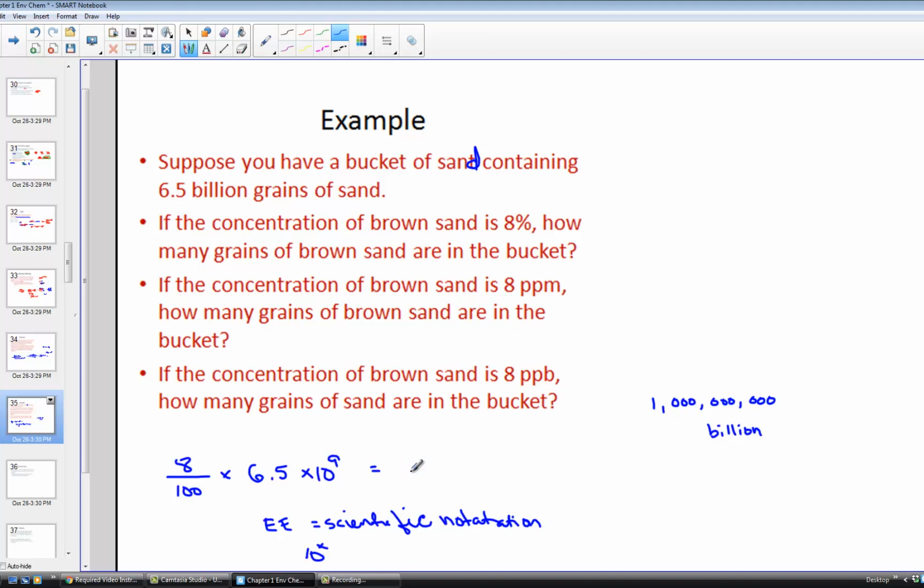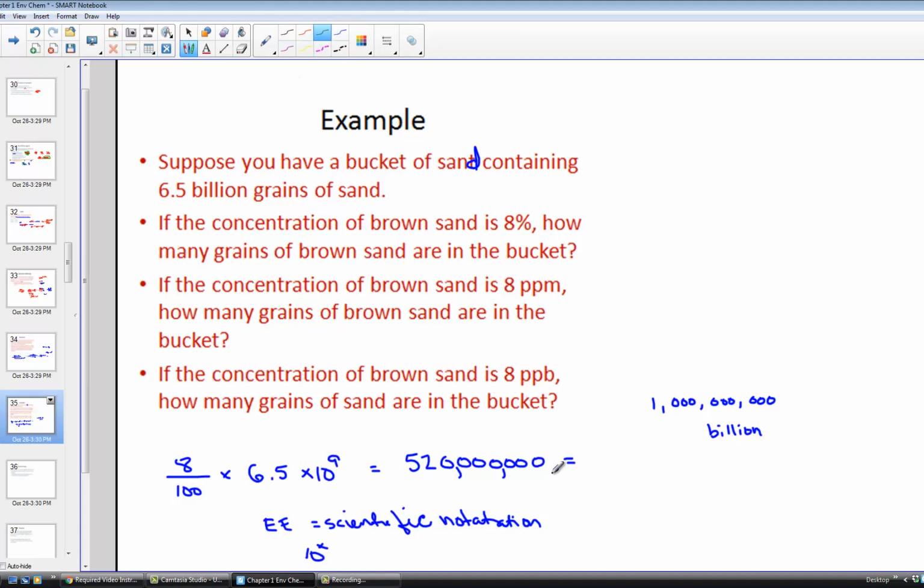1, 2, 3, 4, 5, 6, 7 zeros after 52. So my screen went 52, 1, 2, 3, 4, 5, 6, 7. 520 million is our answer, and that's grains of brown sand, 8% of a very large number. So what would that be in scientific notation?